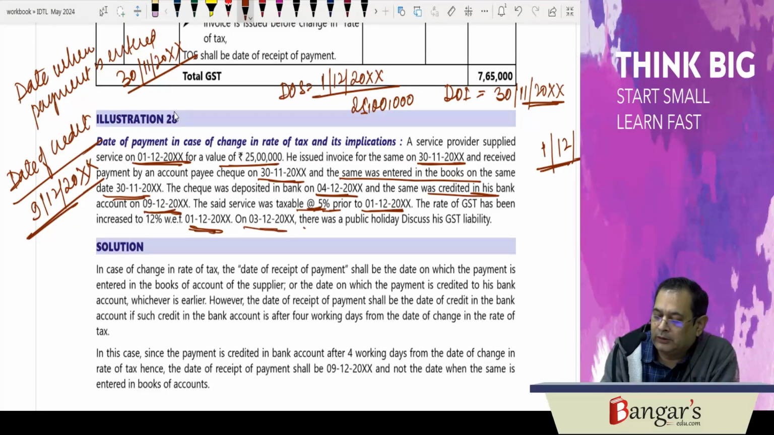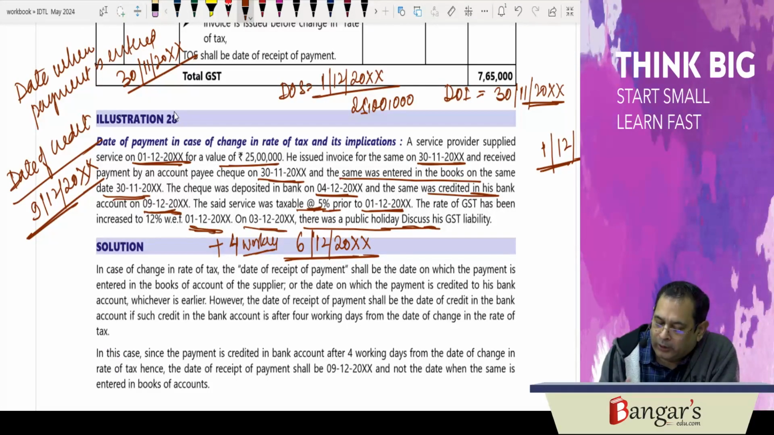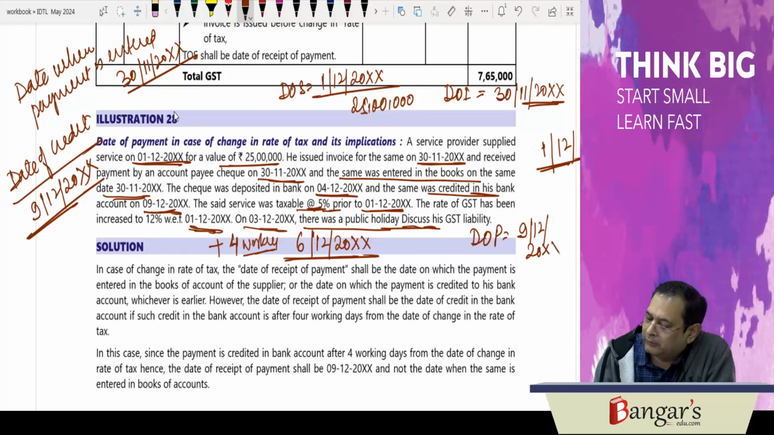On 3rd of December, there was a public holiday. Discuss the GST liability. So we see the 4 working days from date of change in rate of tax. If there would have been no holiday, it would have been 5th of December. Now it is 6th of December. Are you receiving the payment up to 6th of December? What will be the date of payment? The date when the payment has been entered in the books, or the date when the payment has been credited in the bank, whichever is earlier. But here, the payment is not received within 4 working days. So date of payment is what? In this case, date of payment is 9/12.